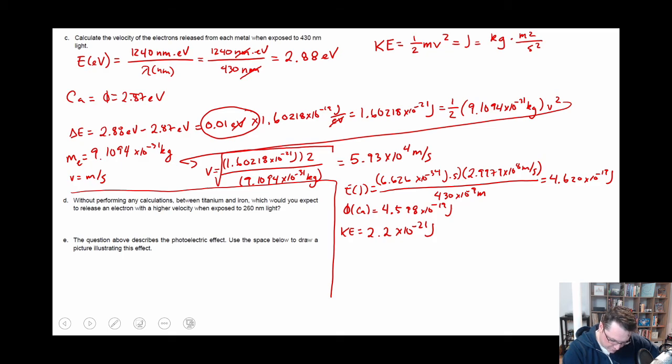Final question: we're talking about the photoelectric effect. Use the space below to draw a picture illustrating the effect. So if you have your metal surface here, and you have your photon coming in, that gets ejected here as an electron. And that's what it looks like as a simplified cartoon drawing. So that is the first problem, which I spent over an hour working on, primarily because I kept messing up on the derivation. All right.